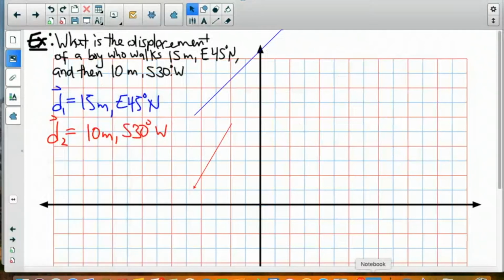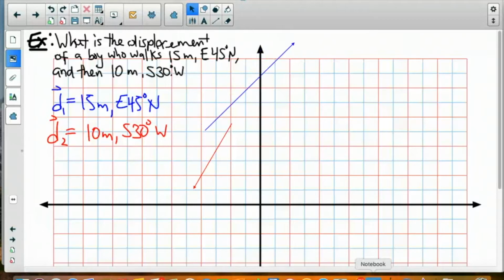Okay, so let's do an example here. What is the displacement of a boy who walks 15 meters east, 45 degrees north? So that's starting at east and moving towards north, 45 degrees. And then moves 10 meters south, 30 degrees west.